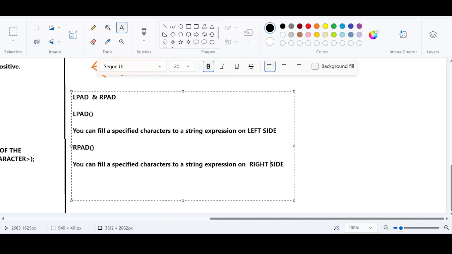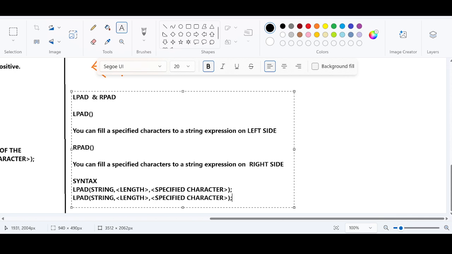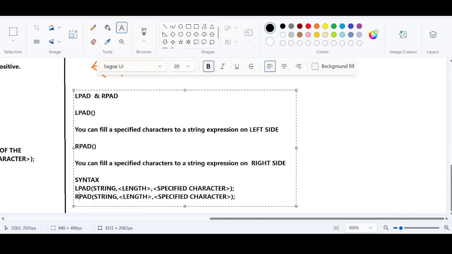Right side. So the syntax says lpad: for any given string, you will pass the length as a second argument and the specified characters as the third argument. Okay, the same thing applies for the rpad also: rpad, string, length, specified characters.